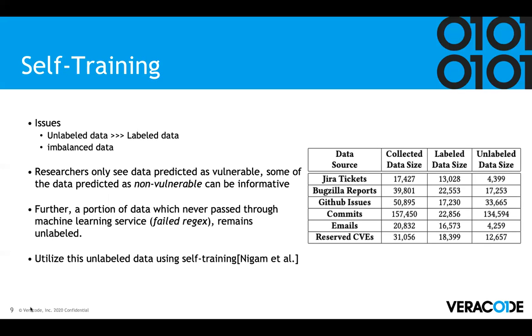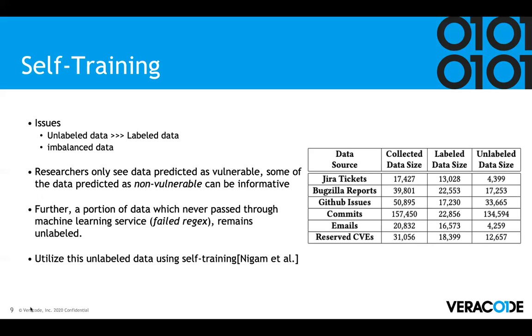The unlabeled data we have is in two forms. One is data that actually passes through our production machine learning pipelines, but is predicted as non-vulnerable. So it is something that the researchers never see because it is flagged as not a security issue.